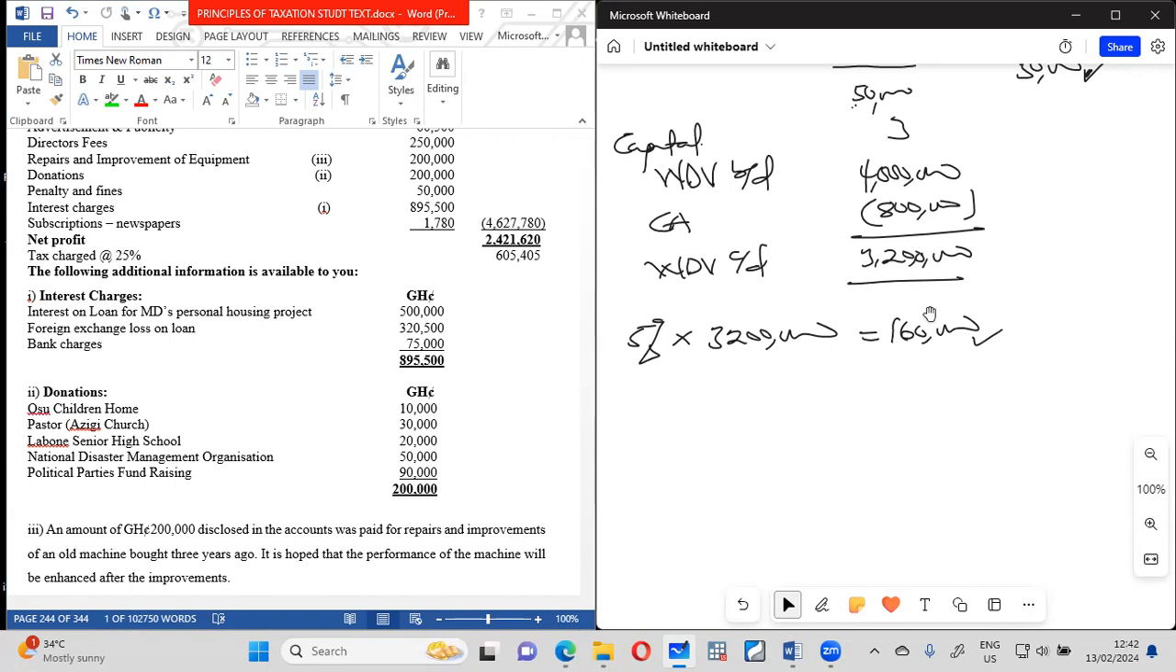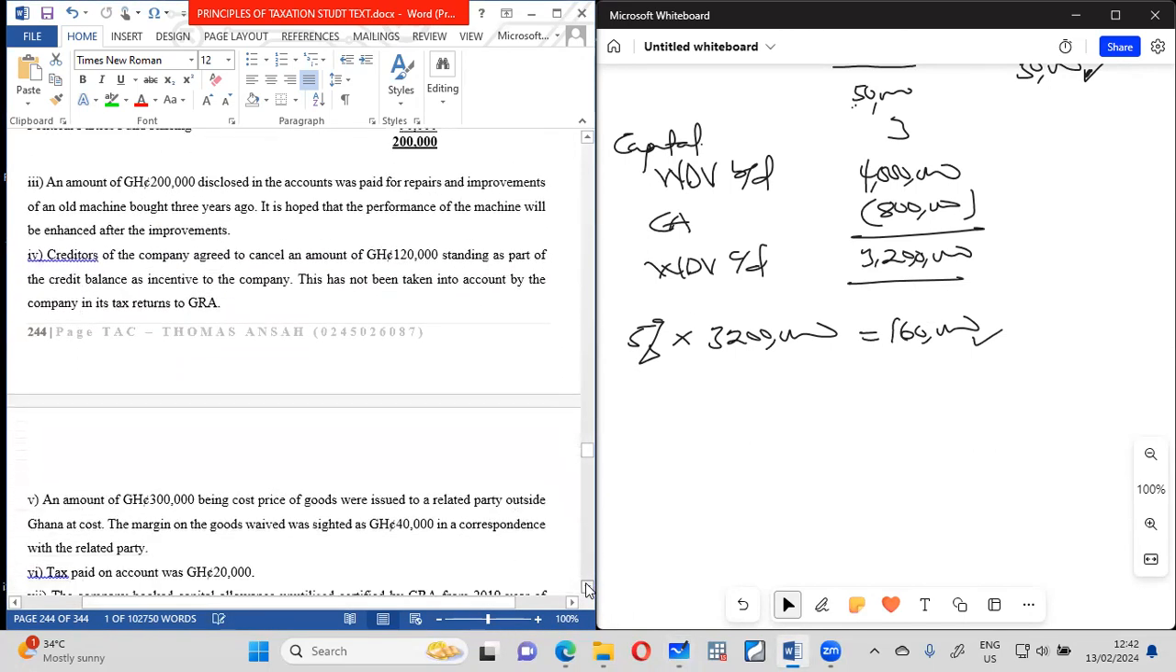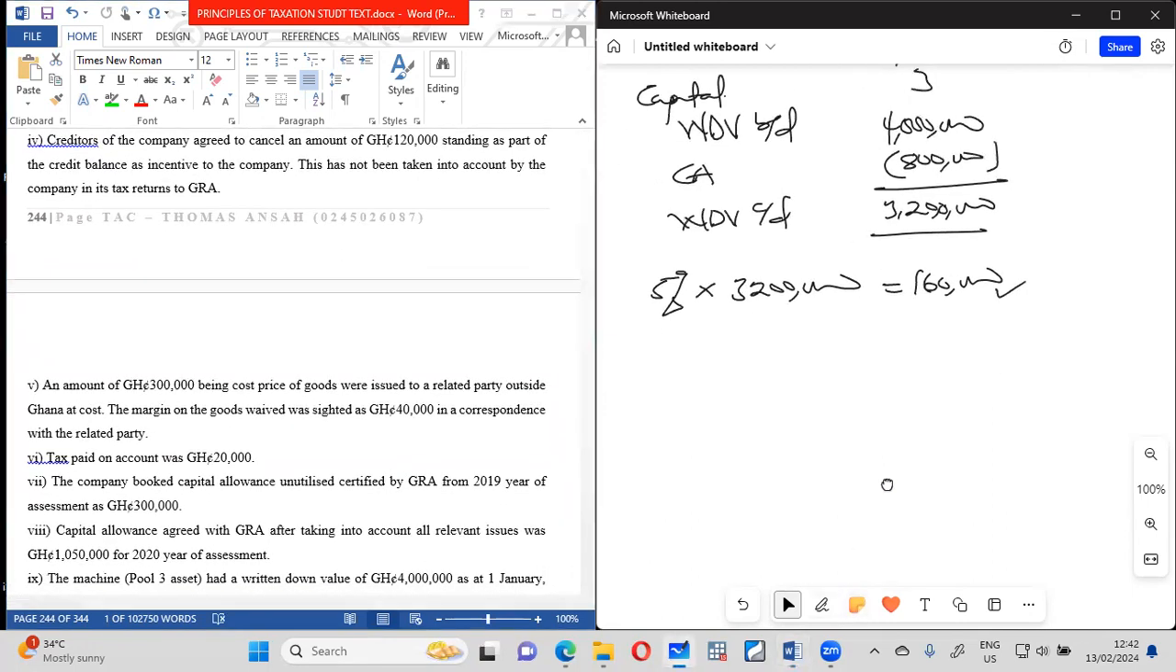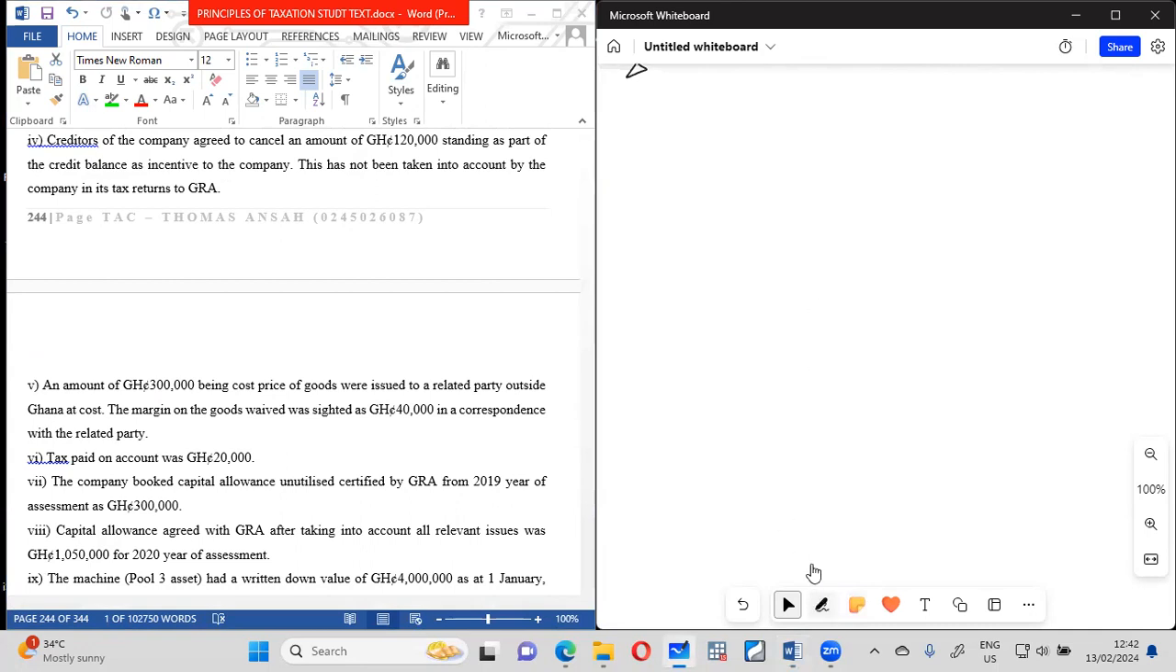But herein, we say that the capital allowance that we were given included every form of adjustment done. So there is no need to go and calculate for any other capital allowance. So have these notes down. Let's just go and start.